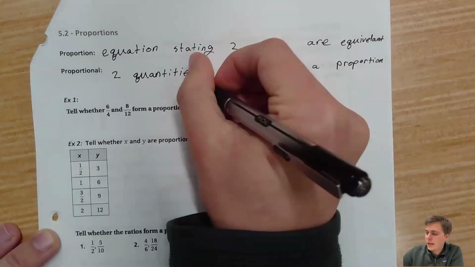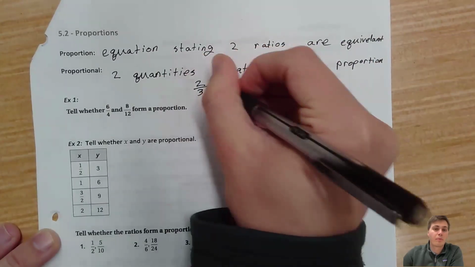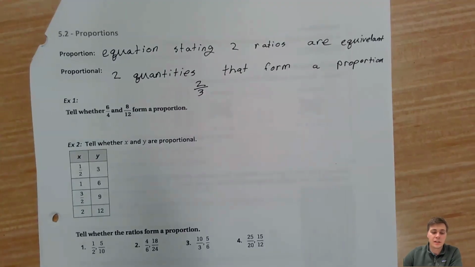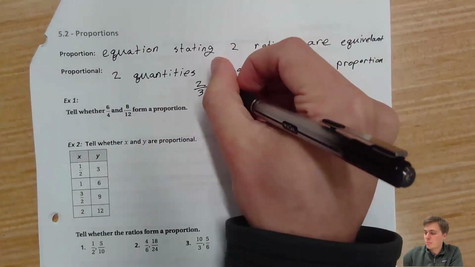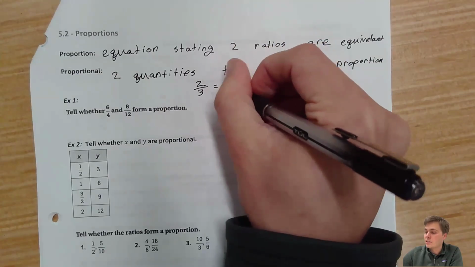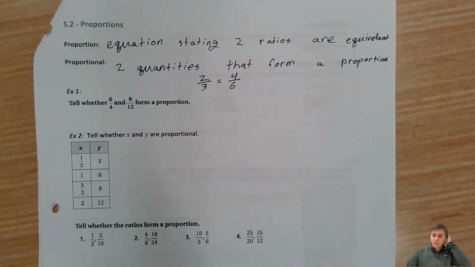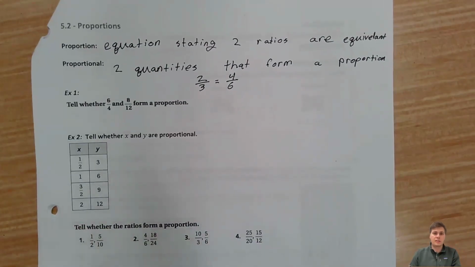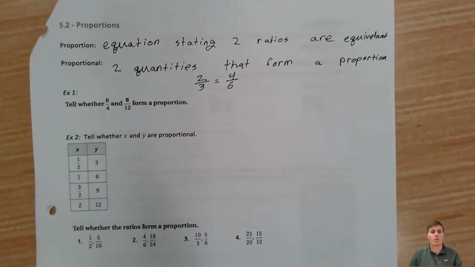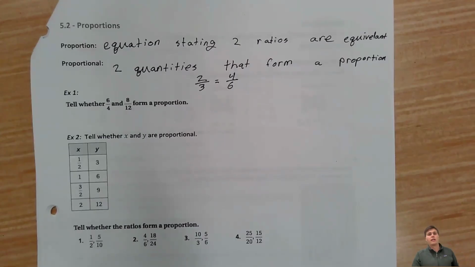Okay. So let's say we had 2/3, to make this a ratio. Another ratio that would be equivalent is 4/6. Now we have two equivalent ratios. We have just formed a proportion. Okay. So a lot of what this section is about is saying whether stuff is proportional or not. And then from there, we'll get into solving proportions and so on, and word problems with that.